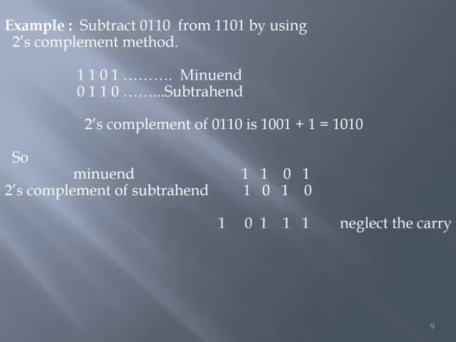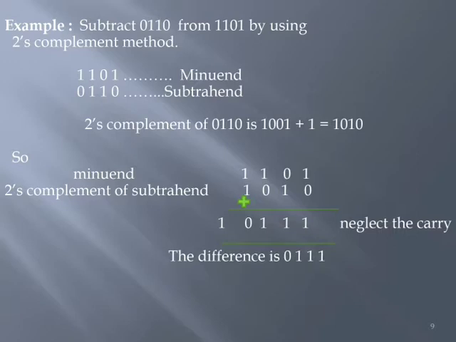1 plus 0 will be 1, 0 plus 1 will be 1, 1 plus 0 will be 1, and 1 plus 1 will be 0, and a carry is generated here. So you need to neglect that carry. So overall the result will be 0111. The difference is 0111.